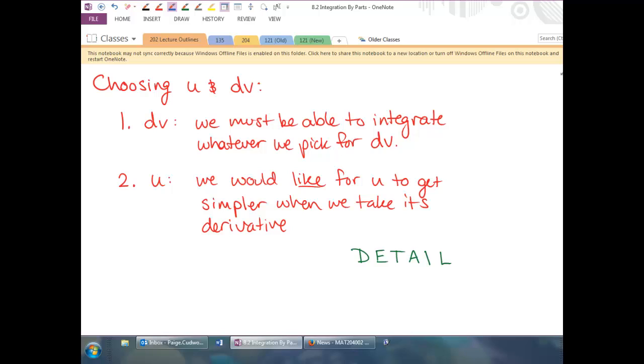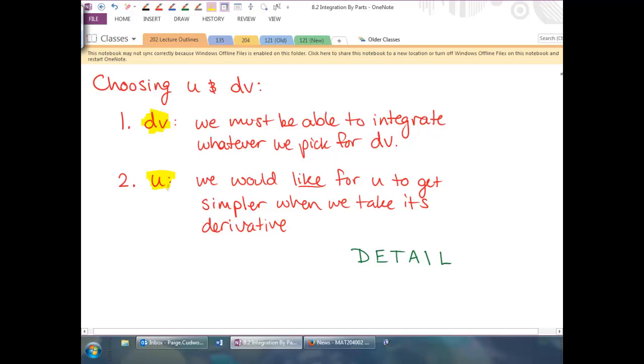And there's some different ways to do this, but the main idea is that whatever dv is, we have to be able to integrate it. So often your dv is going to be kind of the largest or most complicated part of the integral that we can still integrate. So it can't be too complicated. We can't pick dv to just be the whole integral, for example, or we wouldn't be able to integrate that.